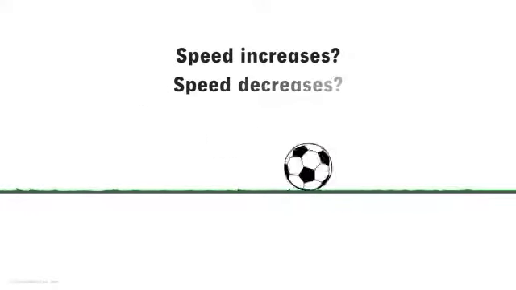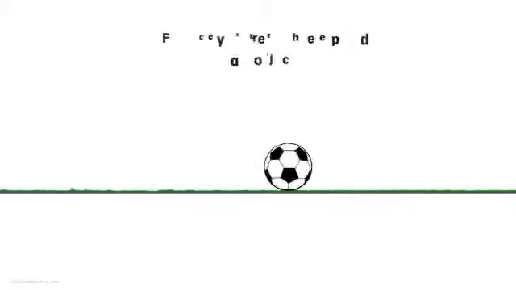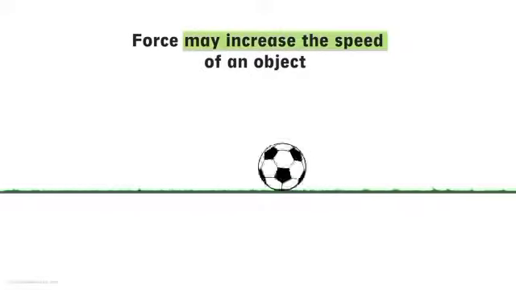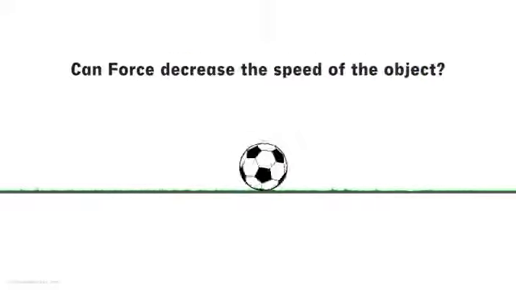What did you understand by this example? We can say that a force can increase the speed of an object. Here the force applied was in the same direction of motion of the ball. That's why the speed of the ball was increased. But let's see, can the force decrease the speed of the object?